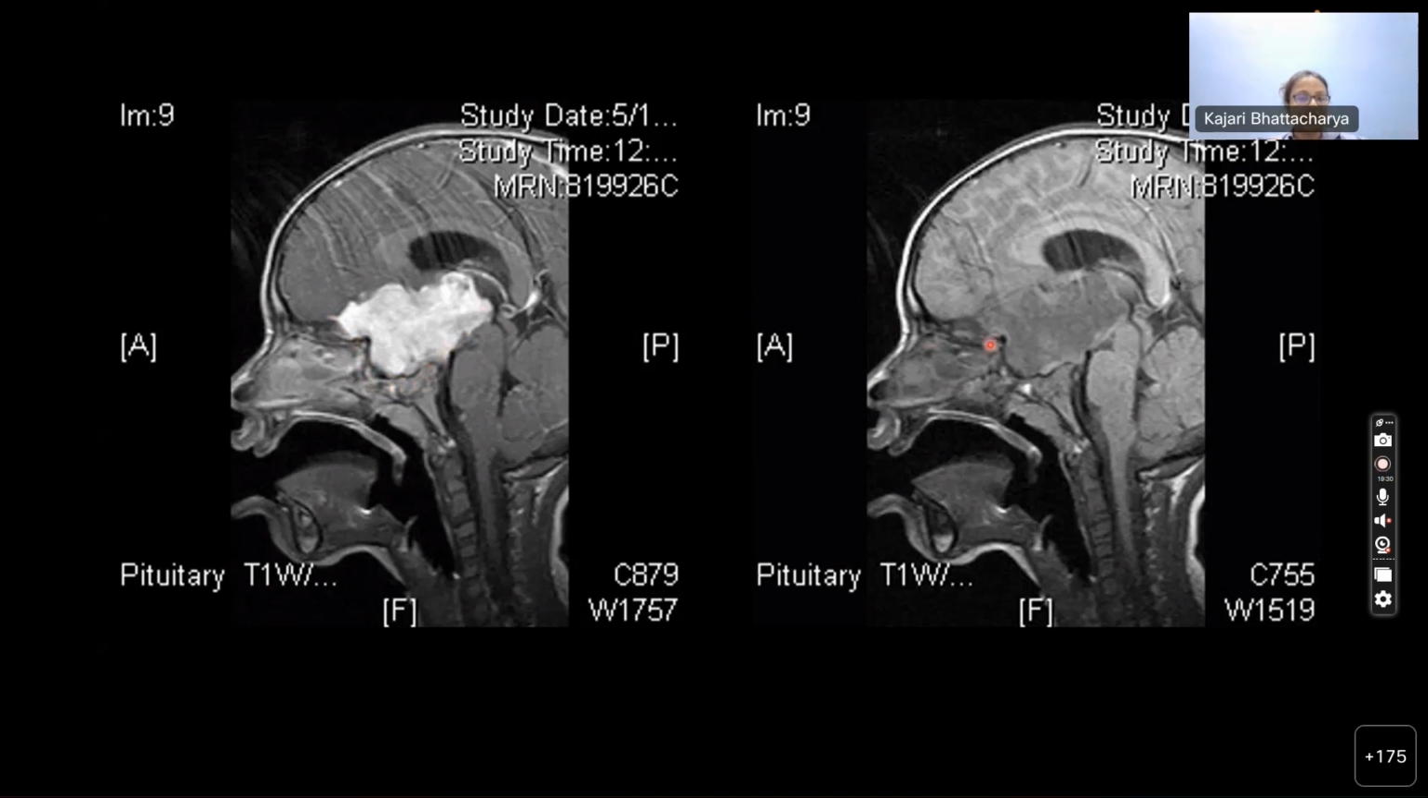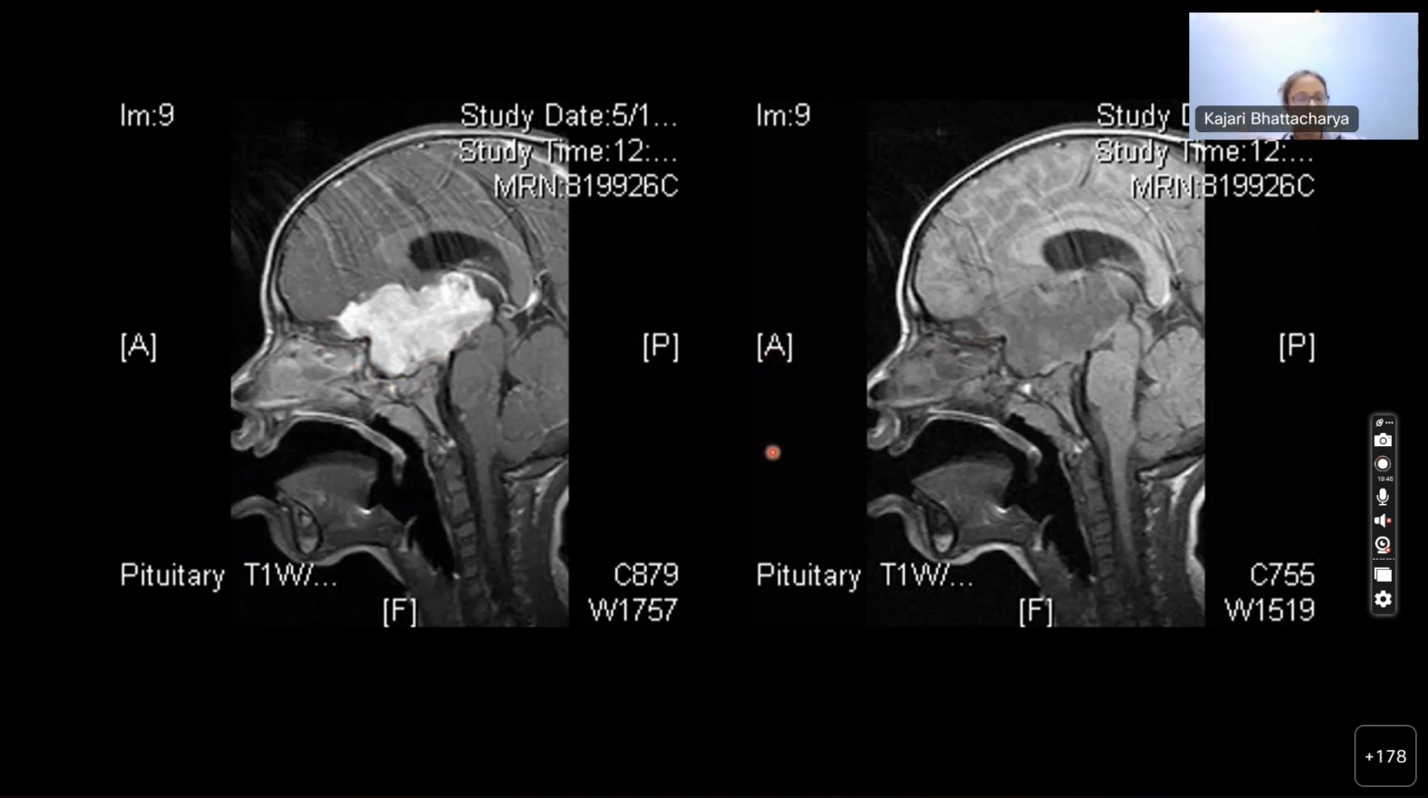Obviously, the structure we are not able to see is the optic chiasma, so the opticochiasmatic area is not well seen in this particular image. And what we can see in the pre-contrast image and the post-contrast image is an intense and homogeneously enhancing tumor.